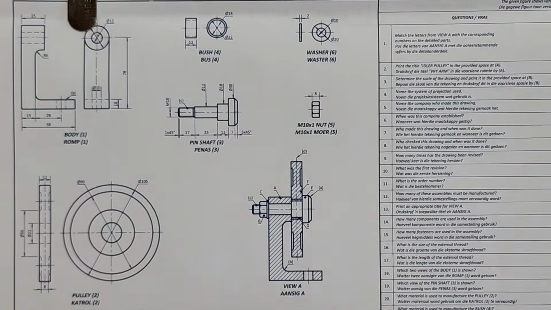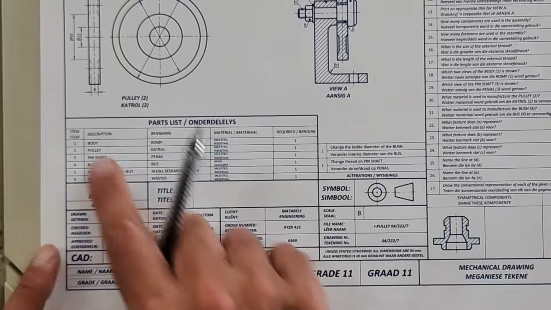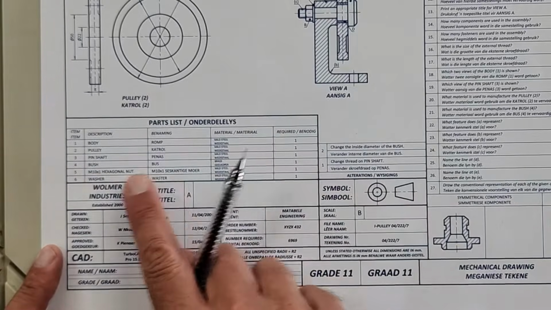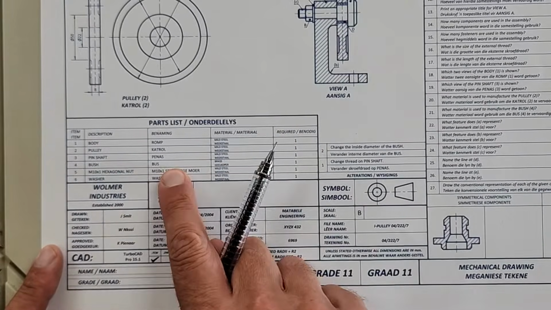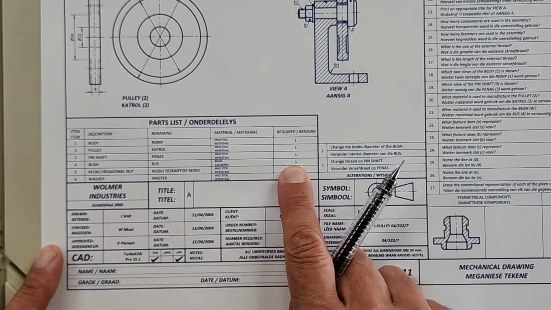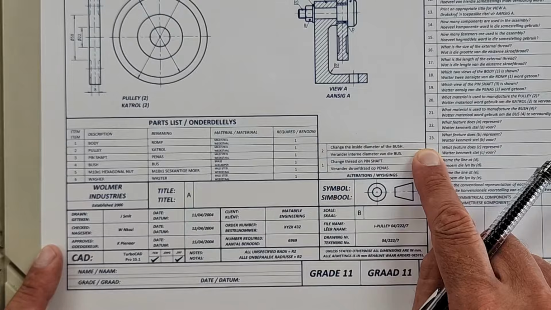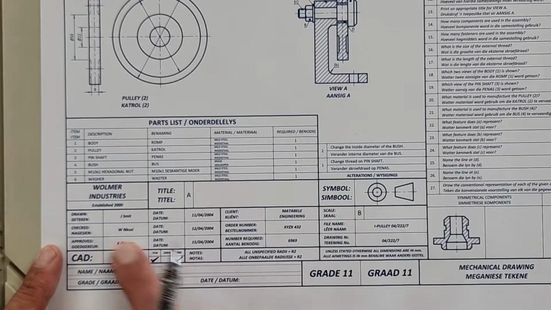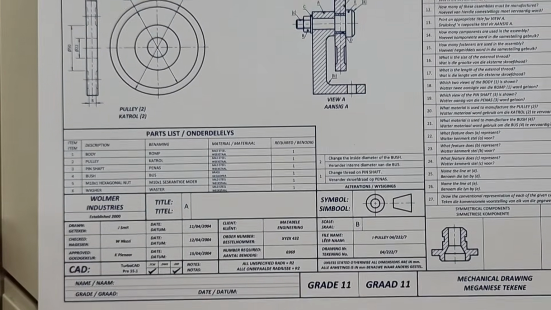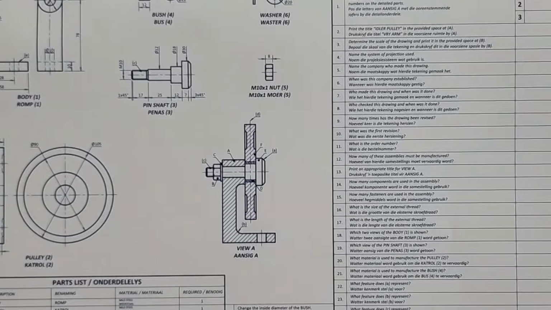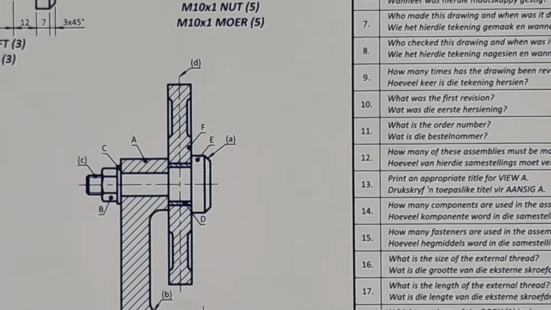Now, the first thing that you have to note is the parts list that's given here, die onderdele lys wat vir jou die verskillende onderdele benoem, as ook die materiaal, hoeveel daar is. Hier's 'n wysigingsgedeelte, alterations is also indicated, and then of course the title block, which you are very well known with.